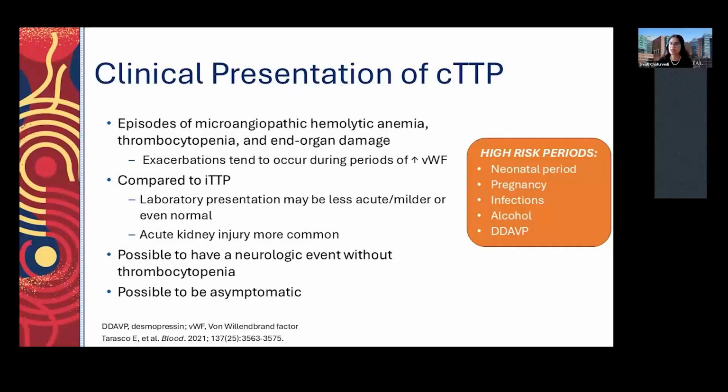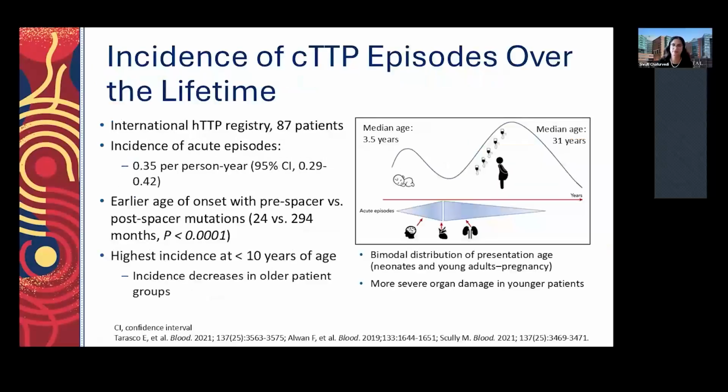Now, congenital TTP, while it can present with a really severe thrombotic microangiopathy similar to immune TTP, there are certain differences too. Congenital TTP may present with a less acute or a milder clinical course and lab presentations. And in contrast to immune TTP, acute kidney injury is slightly more common. Interestingly, it is possible to have a neurologic event without thrombocytopenia altogether, and many patients are asymptomatic, particularly between episodes.